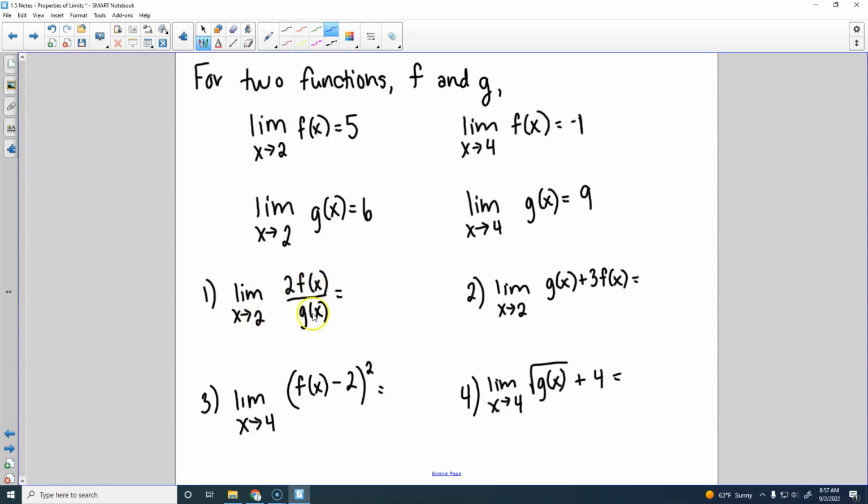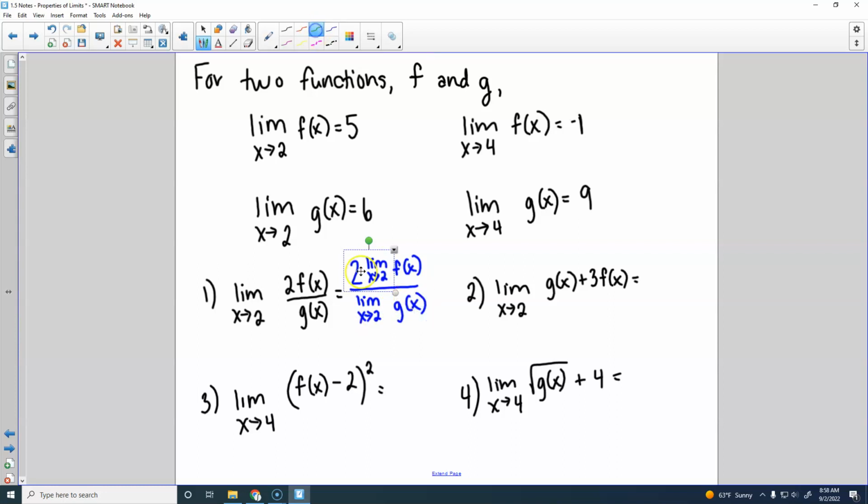So the quotient rule tells me that if I have f of x over g of x, I can just take the limit of the top and the limit of the bottom. I also have this coefficient right here, which they tell me can just be pulled out front. So what that means is this problem can look like this. That coefficient can be out front. I'm finding the limit as x approaches 2 of f of x, and then on the bottom, I'm finding the limit as x approaches 2 of g of x.